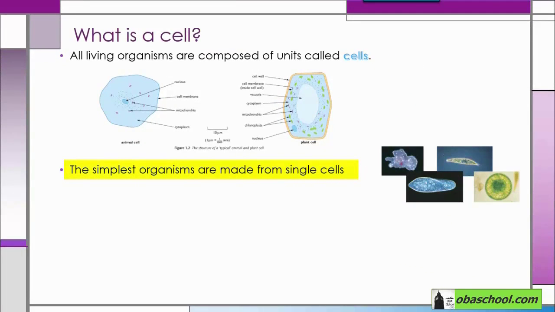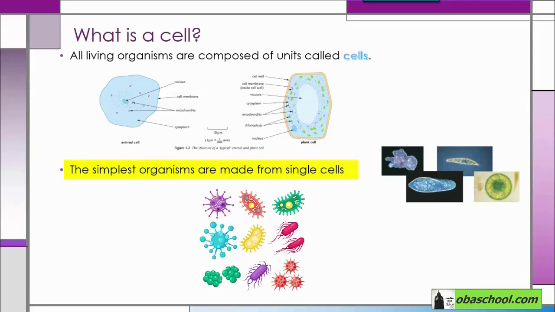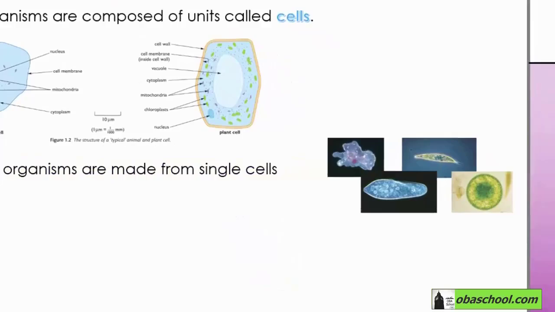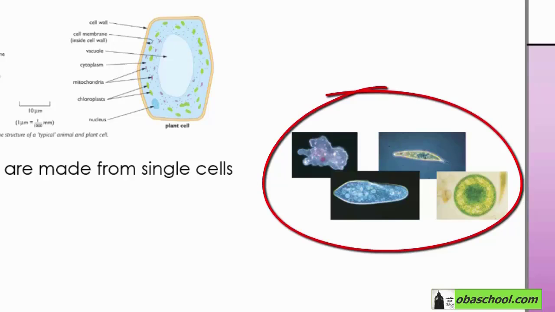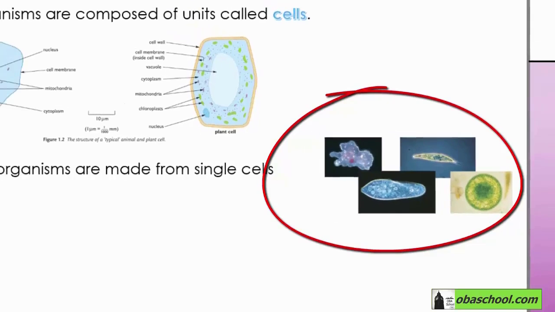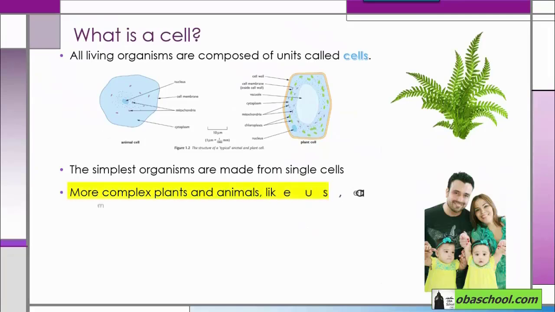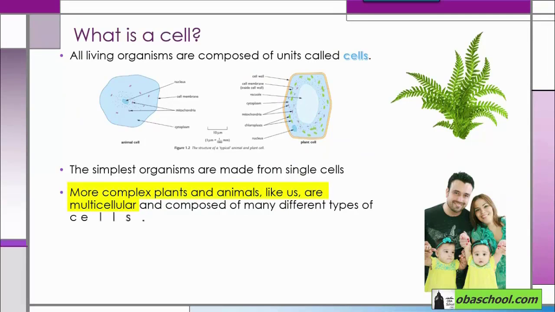The simplest organisms are made from one cell only. As we can see, we have the amoebozoa, the plasmodium, and others. These are called different names, and they are made of single cells each. More complex organisms, like plants and animals, are made of many cells. And they are also composed of different types of cells, and not just the same cell repeated over and over.